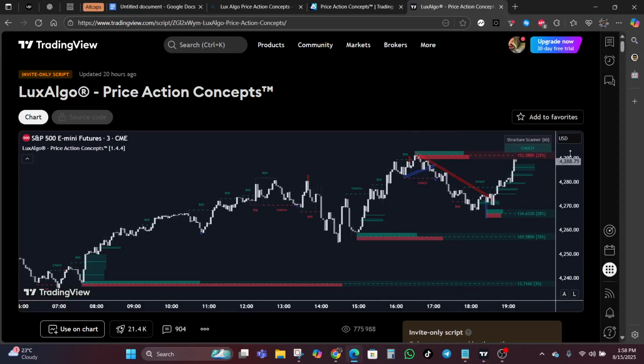So this is an effective indicator that can help you bridge the gap between theory and practical trading, giving you the same kind of market view that institutional traders use.